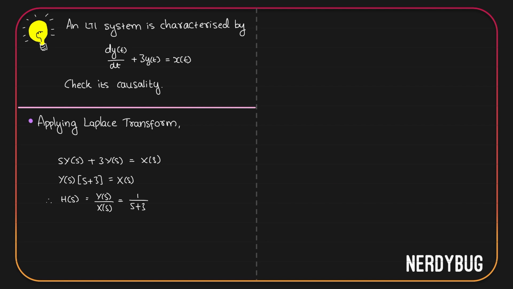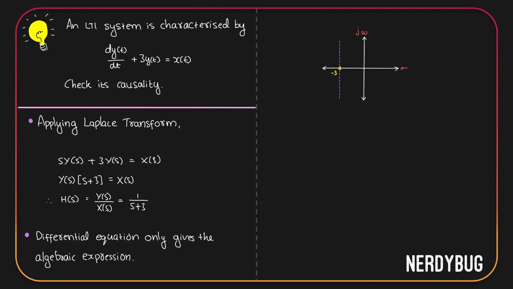Now the problem here is we have the algebraic expression 1 by s plus 3. We don't have the ROC. A differential equation can only give us the algebraic expression of the transfer function. There is one pole, it is at s equal to minus 3. Let us plot it on an S-plane. We have two options for ROC. Either sigma can be less than minus 3 or it can be greater than minus 3.